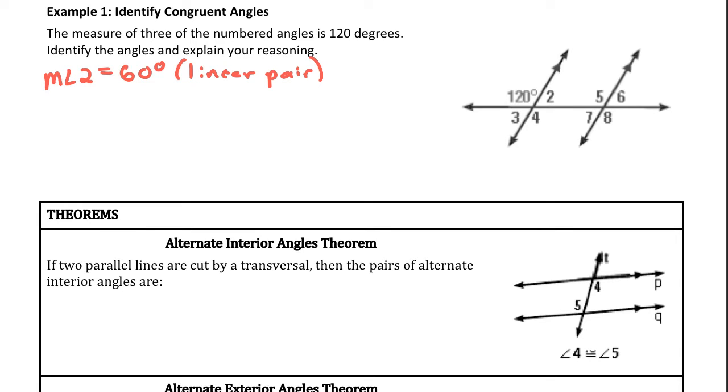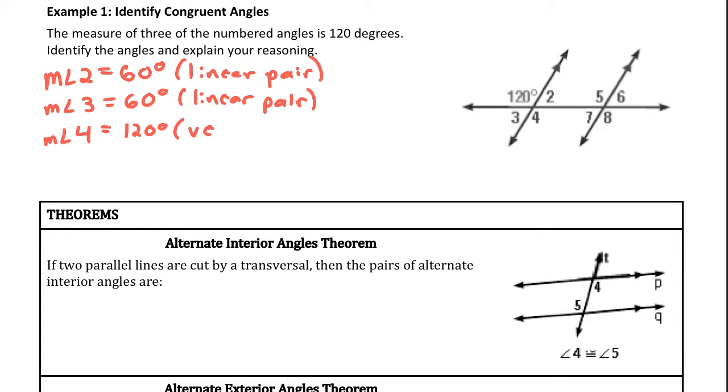I'm going to move on to angle 3. The measure of angle 3 is also 60 degrees because it is also a linear pair with the given angle, okay? And then angle 4, the measure of angle 4, that is 120 degrees because 120 and angle 4 are vertical angles. Okay, so that allows me to find all of those angles that are right next to our given angle.